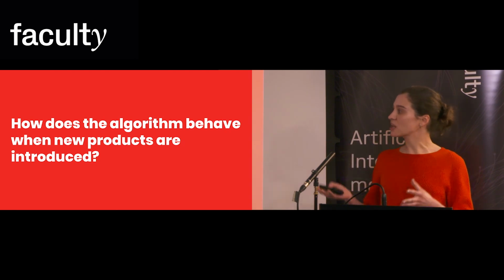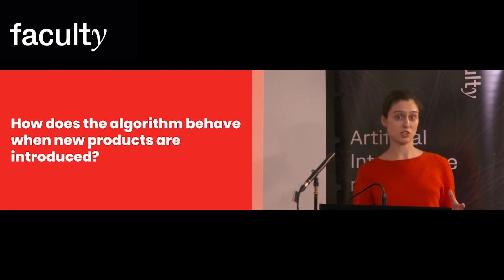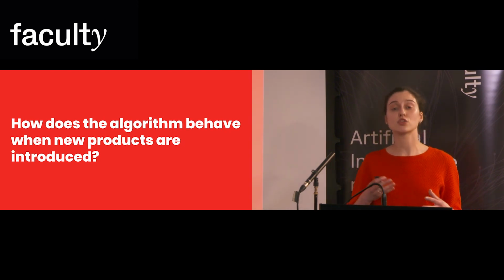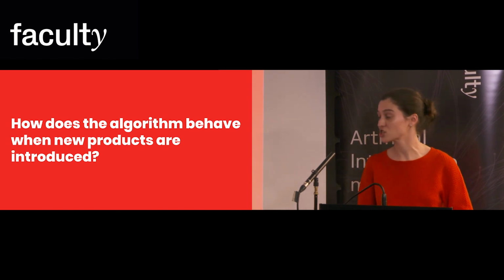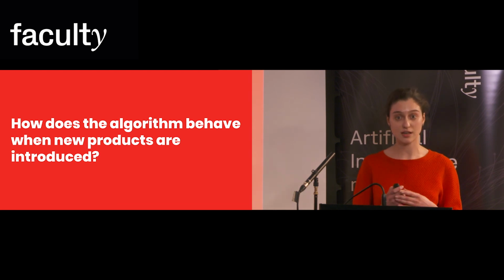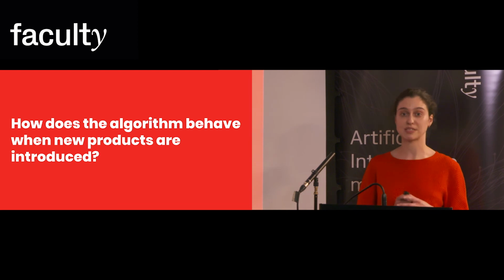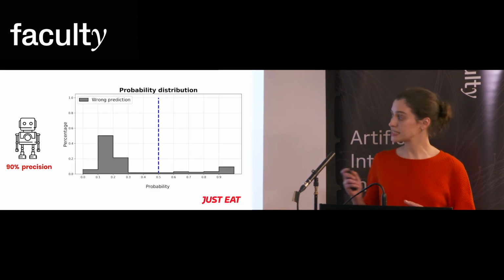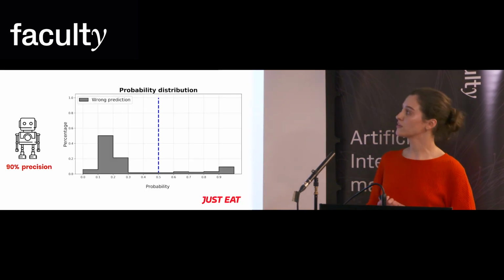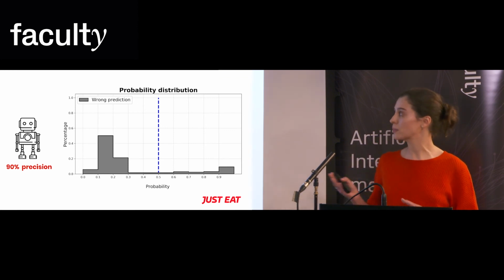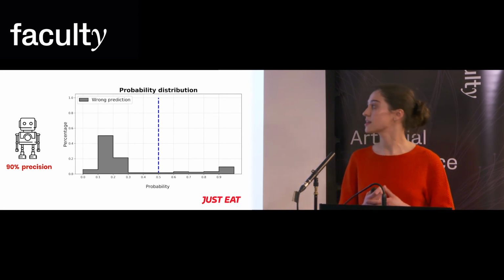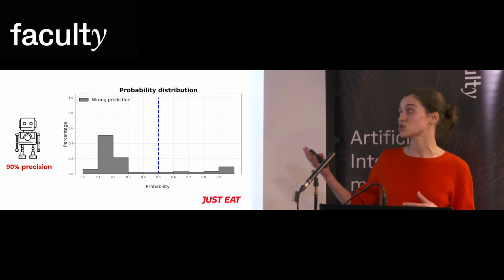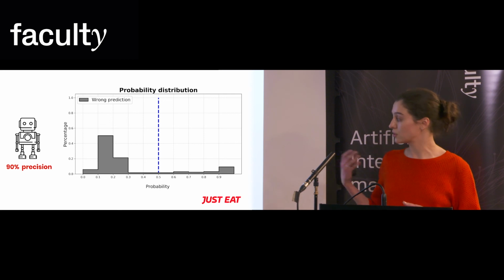However, how does the algorithm behave when new products are introduced, the products that are outside of the Coke and Pepsi brands? So in order to answer this question, I looked at an evaluation set where 20% of the items were outside of the Coke and Pepsi brands. And you can see that precision did drop. However, I can still use the probability threshold to identify the wrong predictions. Again, you can see that the probabilities associated with the wrong predictions are below 0.5.